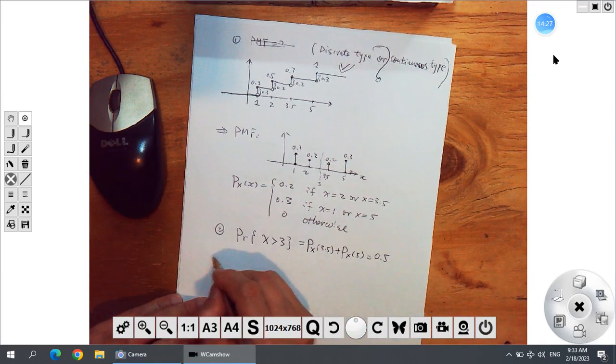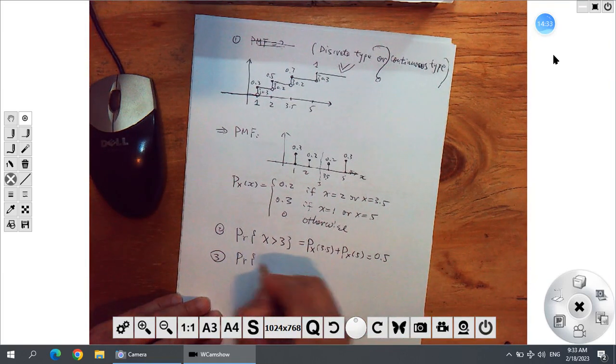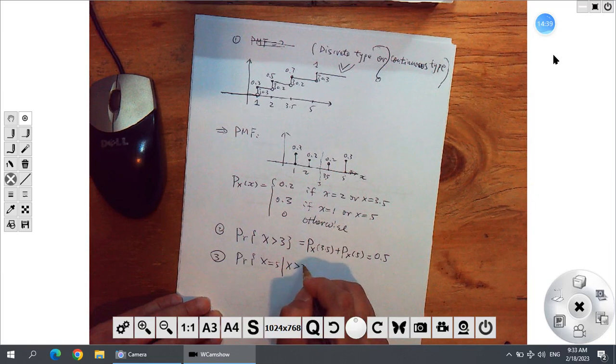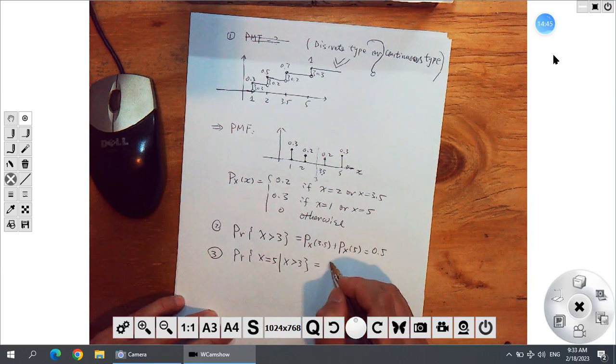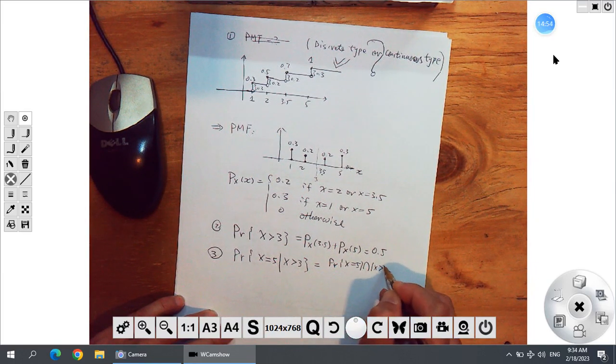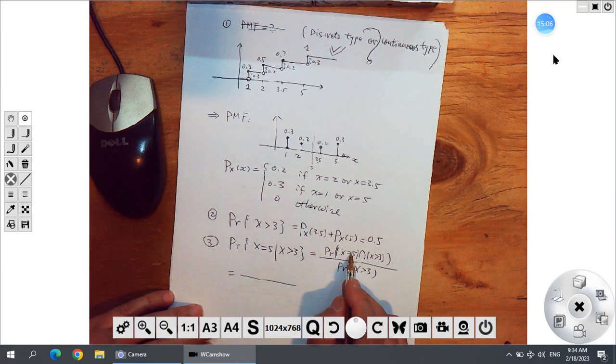Yeah, we can also calculate the probability of X equal to 5 under the condition X larger than 3. Probability with condition, remember? Then this will be the probability of X equal to 5 intersection with X larger than 3, over the probability of X larger than 3. Larger than 3 is the condition. Then the numerator, X equal to 5 and X larger than 3, is just X equal to 5.